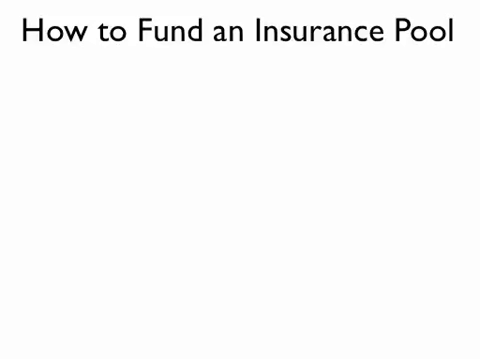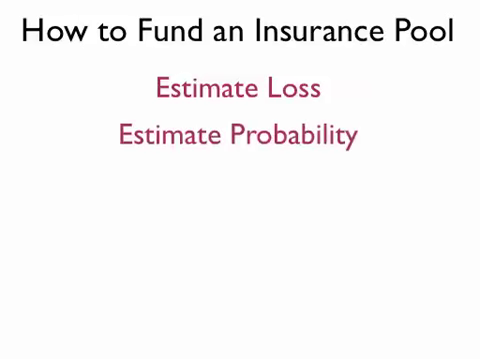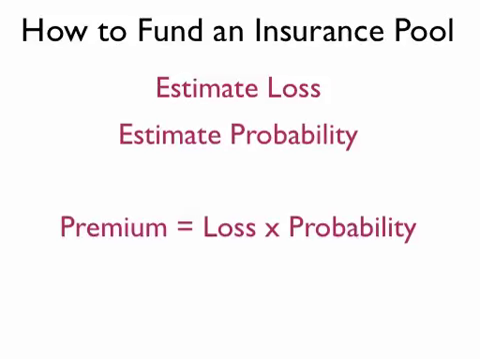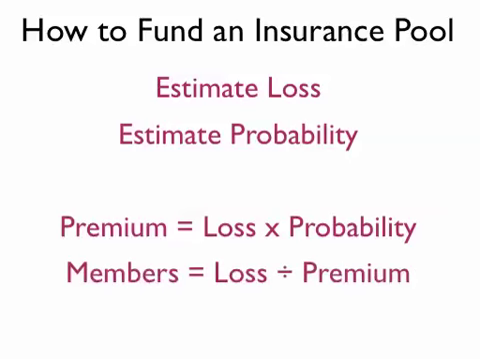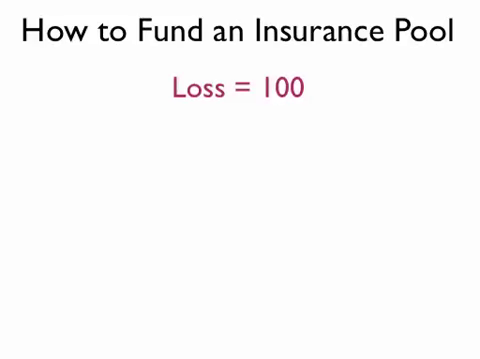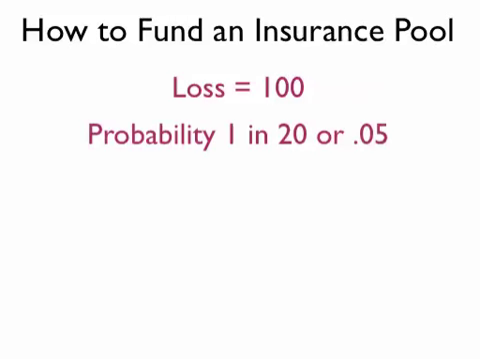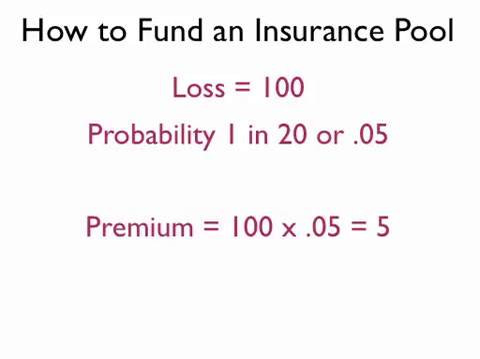How we fund an insurance pool is pretty straightforward. First of all, we estimate the size of the loss and then estimate the probability. And then the premium that we would have each person pay is the loss times the probability. And then the number of members in our insurance pool would be the size of the loss divided by the premium. So let's see how this would work. If we estimate the loss at 100 and the probability is 1 in 20 or 0.05, the premium would be 100 times 0.05 or 5. Each person would put in 5.